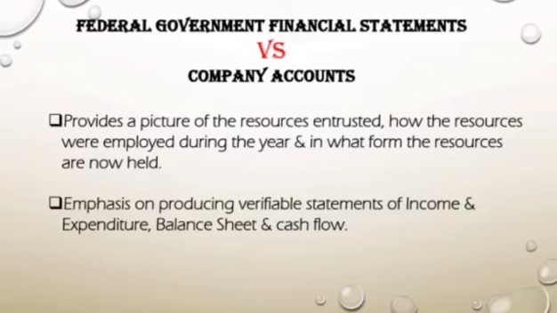Okay, now we look at federal government financial statements versus company accounts. What are the similarities and of course the differences. So generally, both provide a picture of the resources entrusted, how the resources were employed during the year, and in what form the resources are now held. The emphasis has always been on producing verifiable statements of income and expenditure, balance sheet, and cash flow.